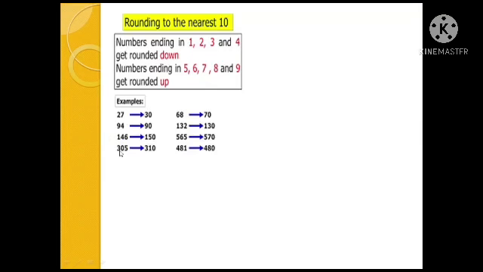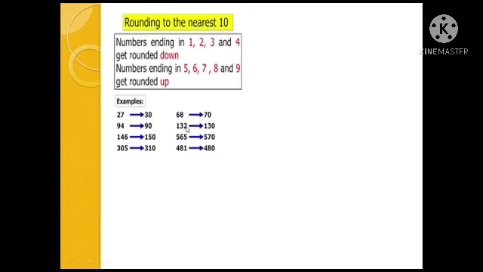Okay, so next, 305. 5 is there, so we can treat the tens place as 05, right? So 5 means we can make it 10. So it will become 310. See the ending, 8 is there, in 68, so we can call it 70.